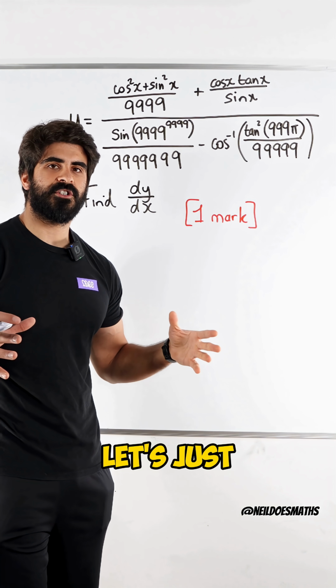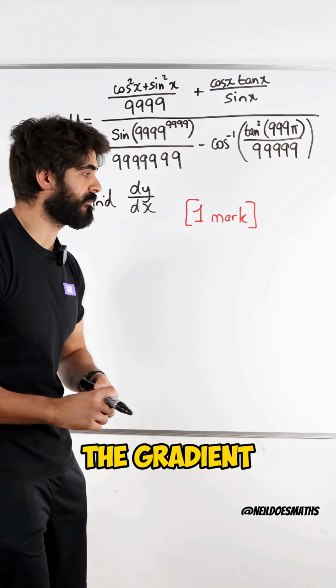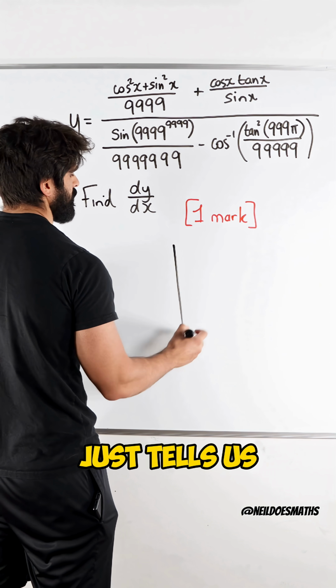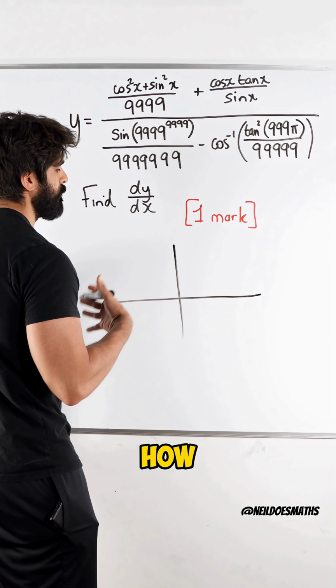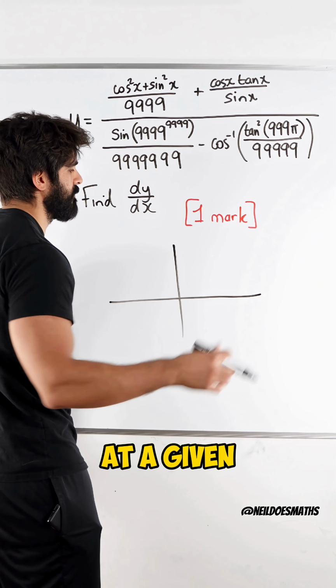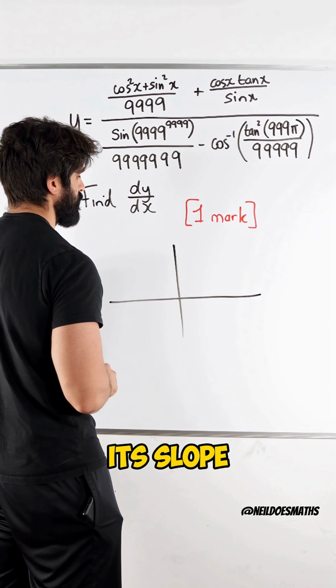Now, before we start, let's just make sure we understand what we mean by the gradient function. The gradient function just tells us, essentially, how steep a function is at a given point. It tells us its slope value.